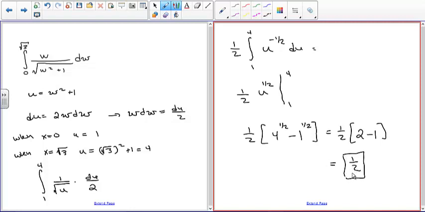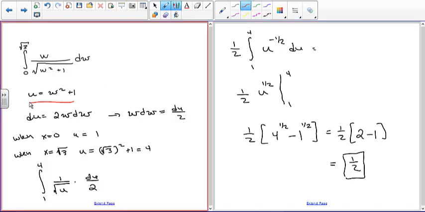So I got 1/2 for my answer. So again, you pick u in the argument of the square root. Du becomes the derivative of this, which is 2w times dw. I have w dw in the expression, so I solve for that. So I divide both sides by 2. I'm going to make this substitution here, and this substitution for those two.